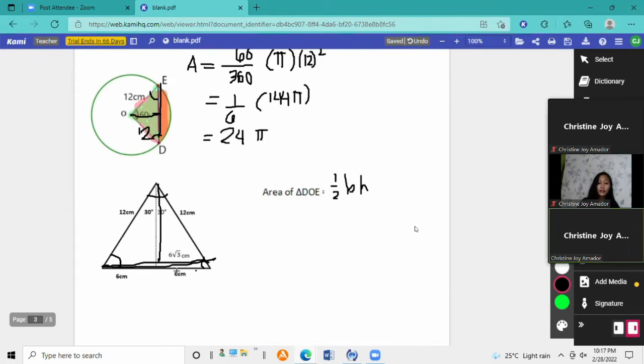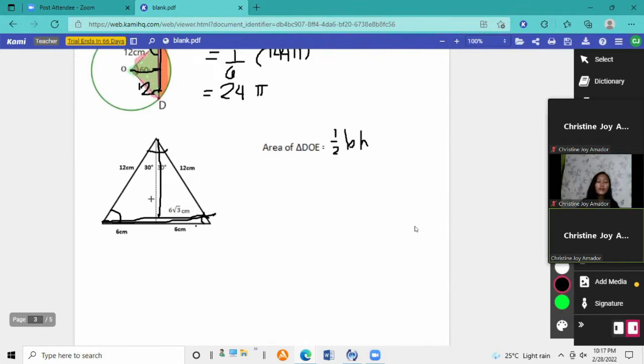Our problem is, do we have our height? No, we don't have the measurement of our height, this one. And for us to solve that, we can solve our height with the help of the Pythagorean Theorem. So our height here is our longer side. So our height, this one, this is our height.